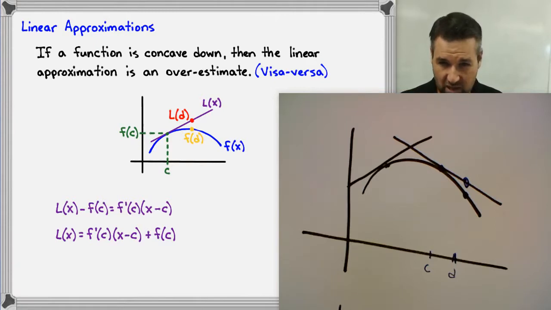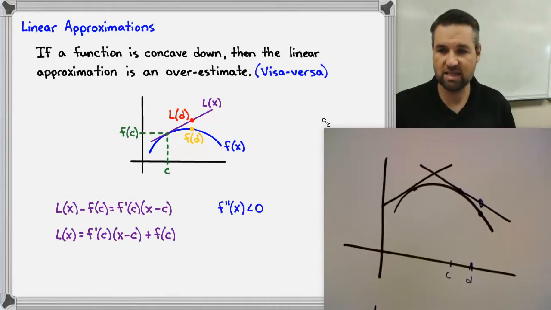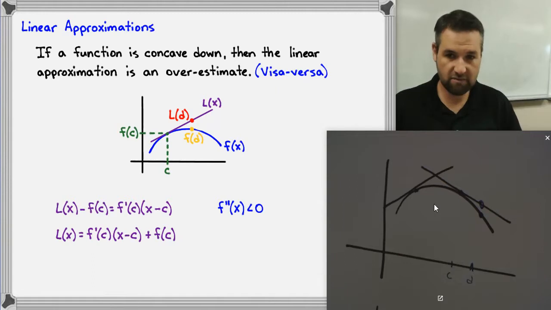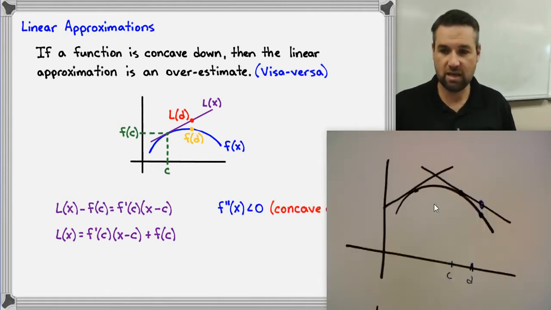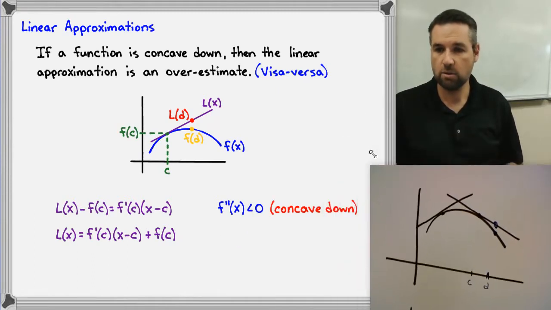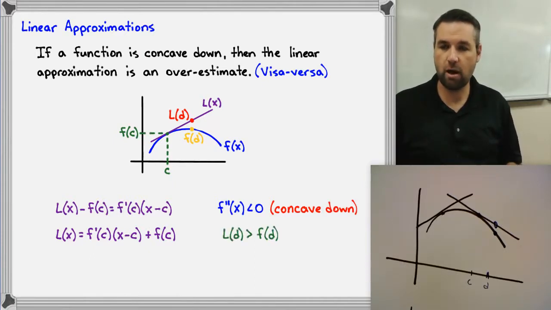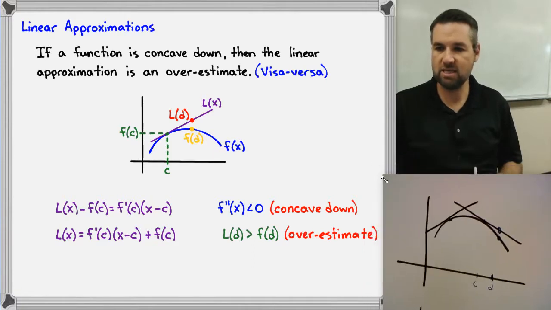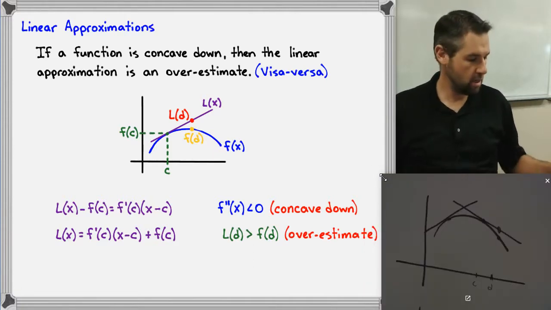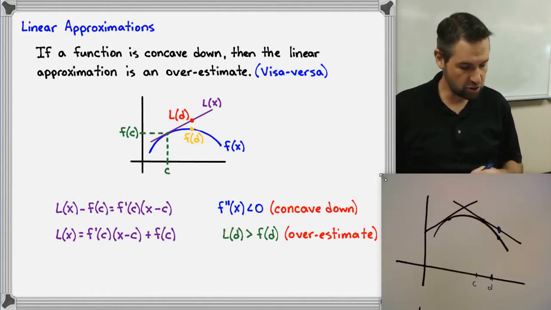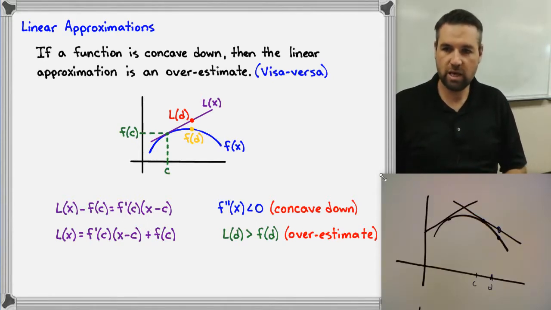So you can see f of d, the yellow writing there is not very clear, but that's okay. So we can say since f double prime of x is less than 0, we can say that f is concave down. And as a result of that, we can say that our linearization is greater than our actual function's value. And therefore, we end up with an overestimate, okay? So that's the idea behind concavity and linearization.